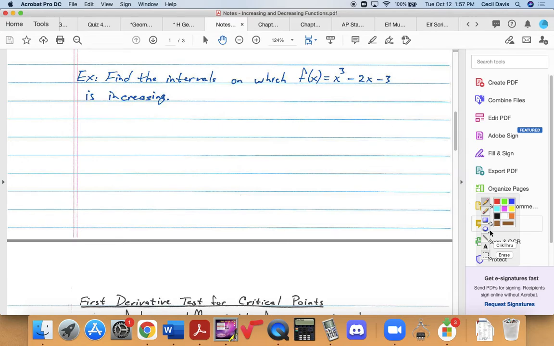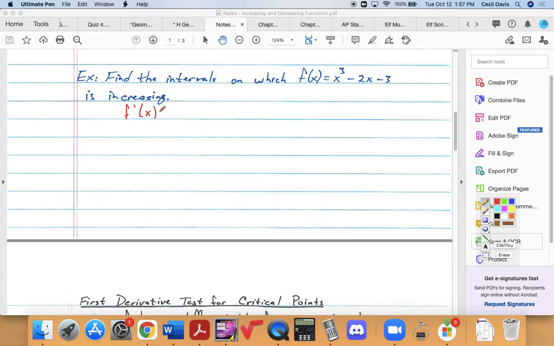All right. So we'll take the derivative. I think everyone should have used a pine cone at some point. Is 3x squared minus 2.